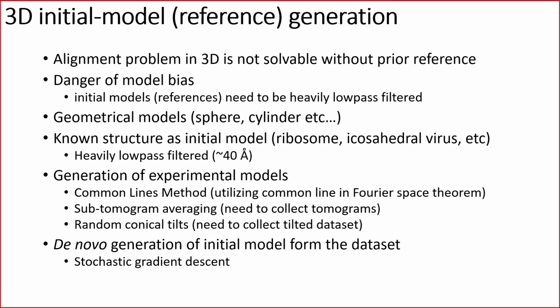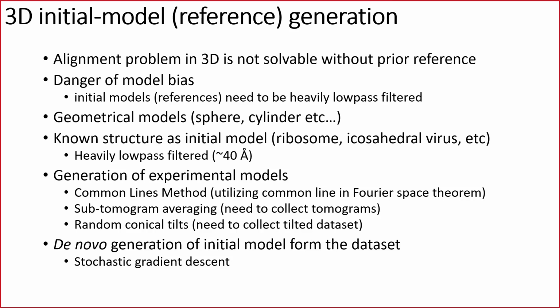Now, to generate an initial model is not that easy. You can use geometrical models as an initial model, such as a sphere. So you know that your particles kind of resemble spheres. Then you can start with a geometrical model of a sphere, or if it's elongated, you can try a cylinder for some fibers. Or what you can also do is use a known structure as an initial model.